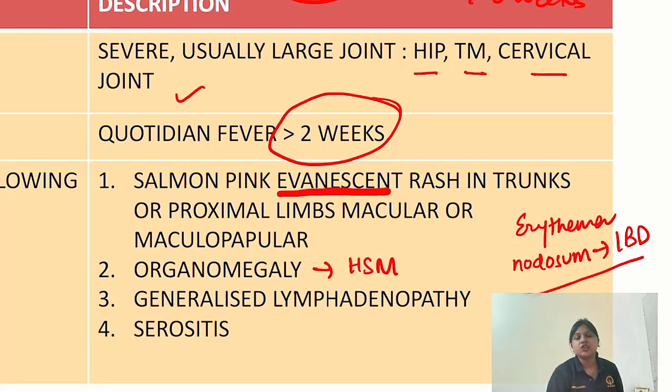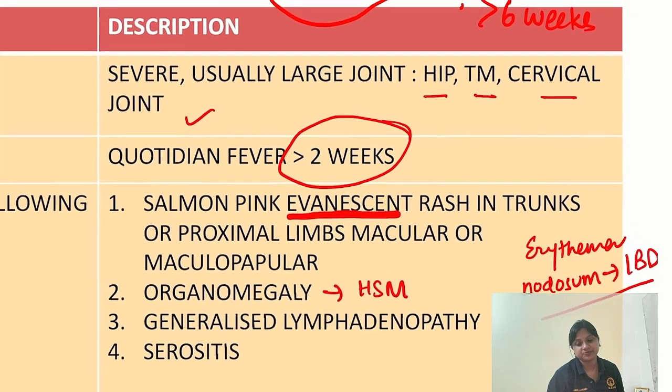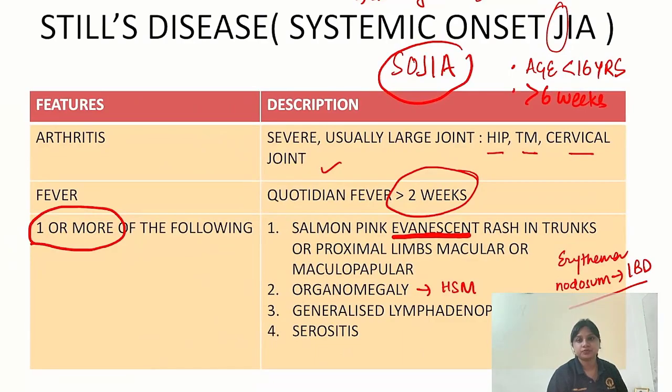is found in IBD. So IBD, what is IBD? Inflammatory bowel disease. So in inflammatory bowel disease associated arthritis, it is also a large joint involvement, but there also you get fever, there also you get weight loss, but it is associated with erythema nodosum. But if in that child you're getting hepatosplenomegaly, lymphadenopathy, serositis, pleural pericardial effusion, ascites, and the rash is evanescent salmon pink maculopapular rash, yes, you are dealing with nothing but systemic onset GIA or Still's disease. Clear?